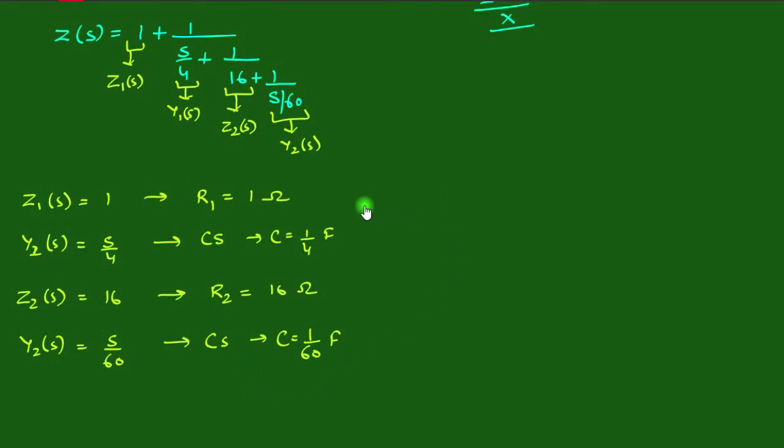Let us draw the output circuit. We have the first element as the impedance, which is R, so drawing a resistance in series having value 1 ohm. Then the second element is the admittance, which is a capacitor, so drawing a capacitor in parallel having the value 1 by 4 farad.